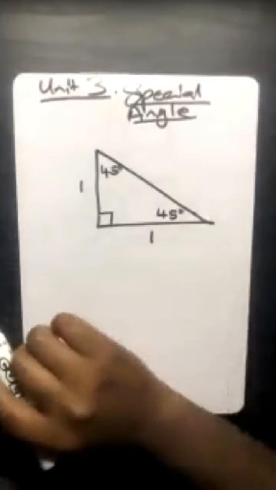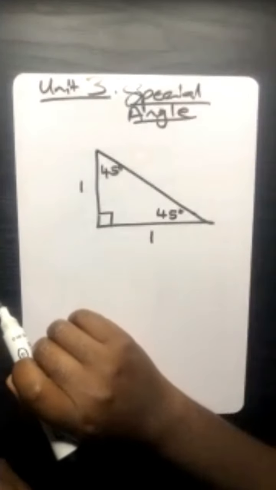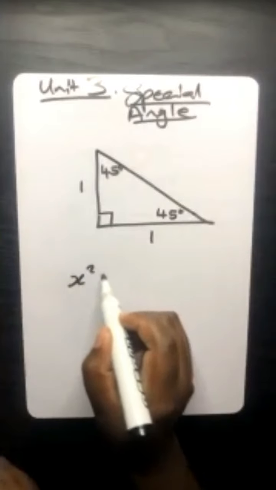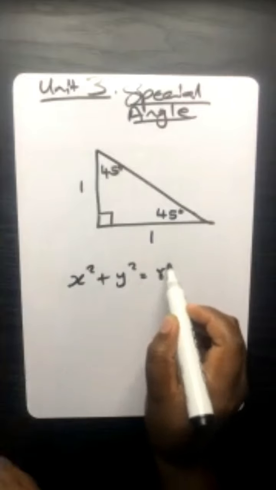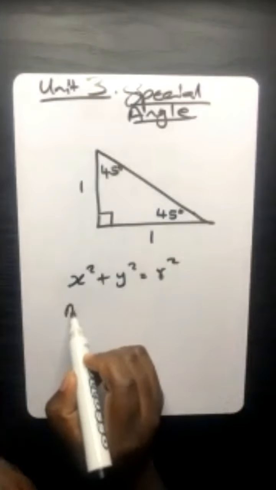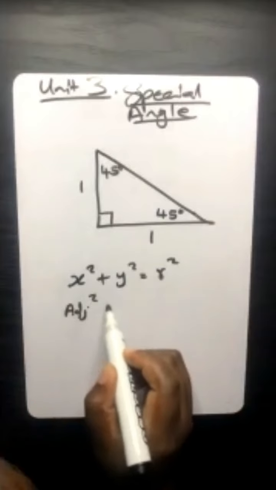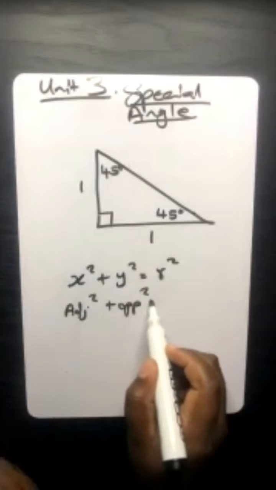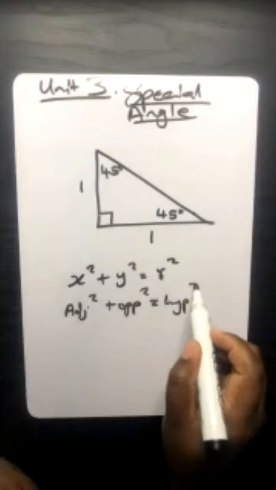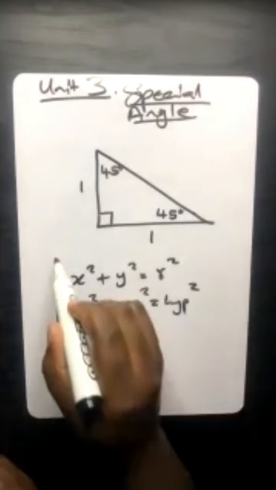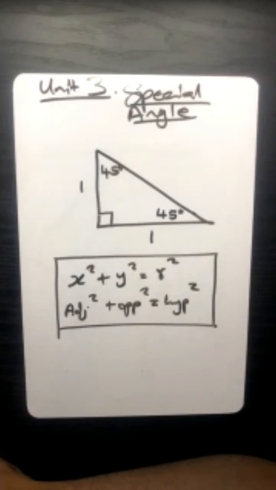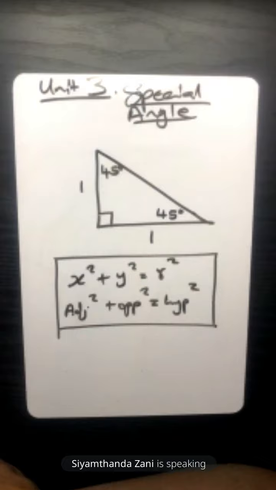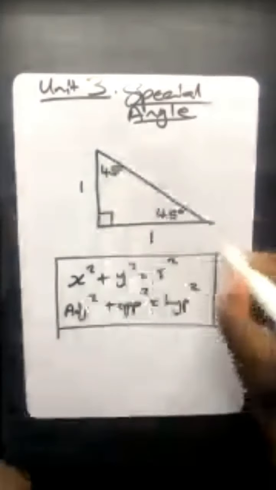Okay, so this is how you can calculate it, guys. I'm not sure if you remember the Theorem of Pythagoras. Do you still remember this? x squared plus y squared is equal to r squared. So it's more like adjacent squared plus opposite squared is equal to hypotenuse squared. Do you still remember this formula, guys? Yes, sir. So, to find the hypotenuse.